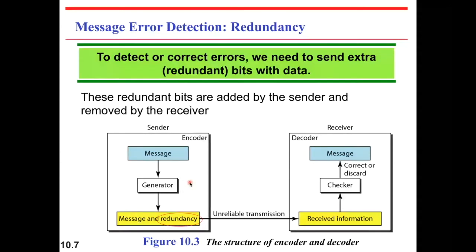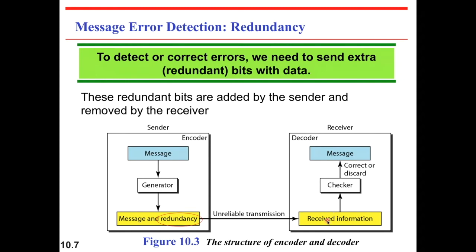Now I give you one example how this extra information is generated and how it is used. Let's say I want to send to you a message which is salam, SLAM, salam. I send this to you. So I am the sender. Salam will go to the generator and generator generates a number. Let's say this number is 4. Somehow generator used some algorithm and calculated a number 4. So my message salam and this redundant information 4, it will be sent to you.